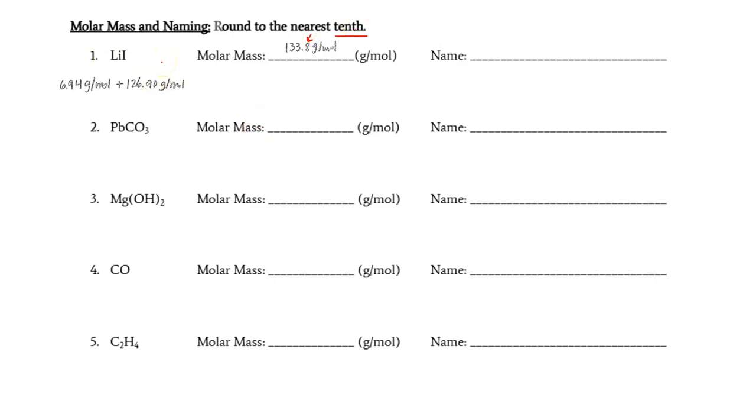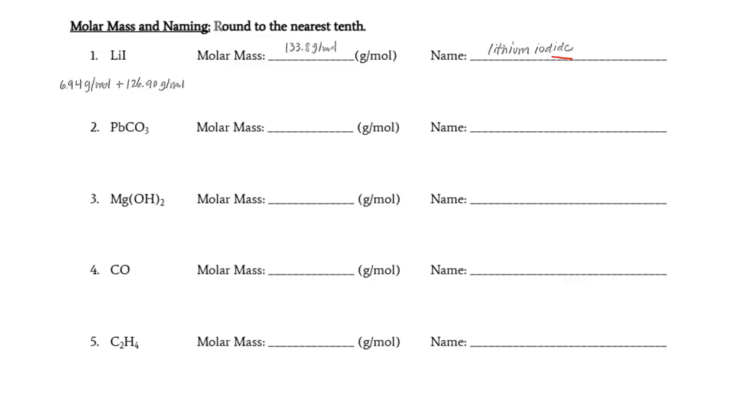And that is just a simple binary ionic compound, so that is lithium iodide. Don't forget, those nonmetal ionic compounds end in IDE at the end. And we don't need any Roman numerals there because lithium's not a transition metal.